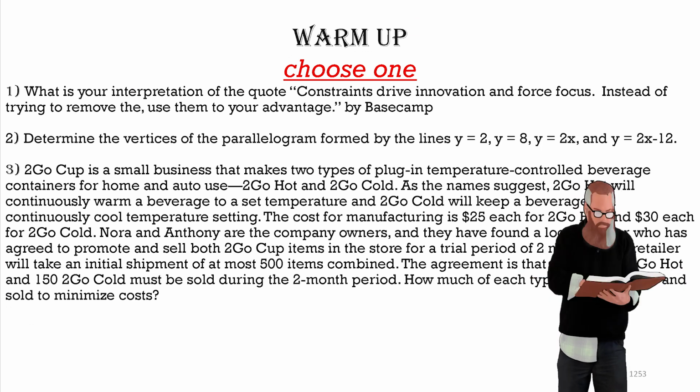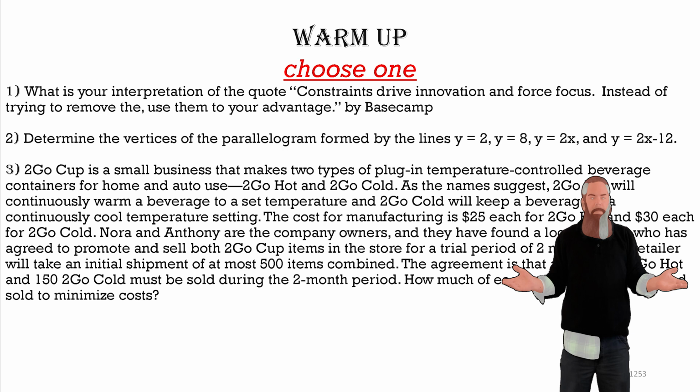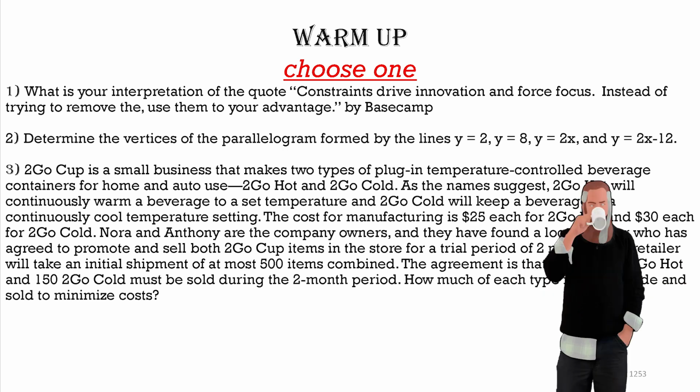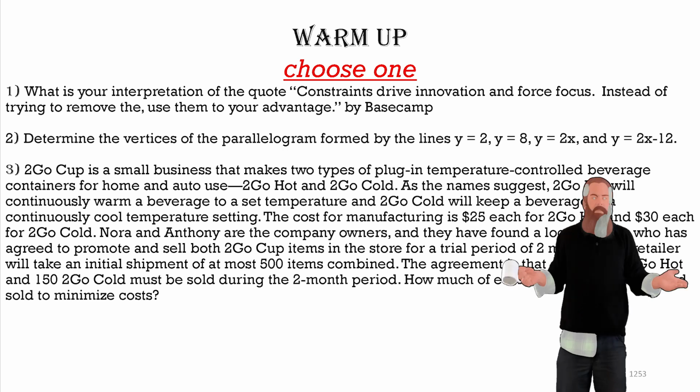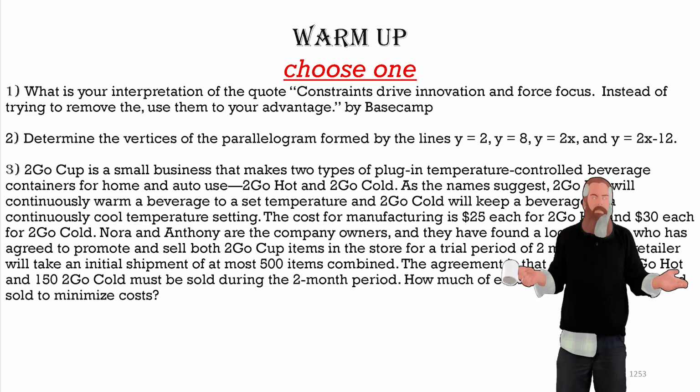Let X represent the number of To-Go Hot containers made and Y represent the number of To-Go Cold containers made. So the objective function is C = 25X + 30Y. The constraints are that X + Y must be less than or equal to 500, and that X must be greater than or equal to 200 and Y must be greater than or equal to 150.